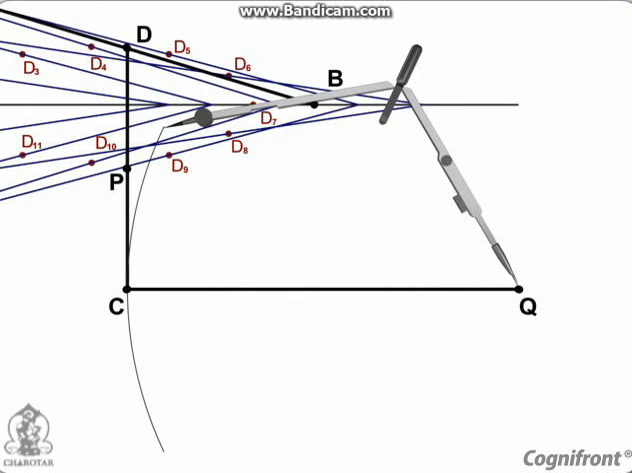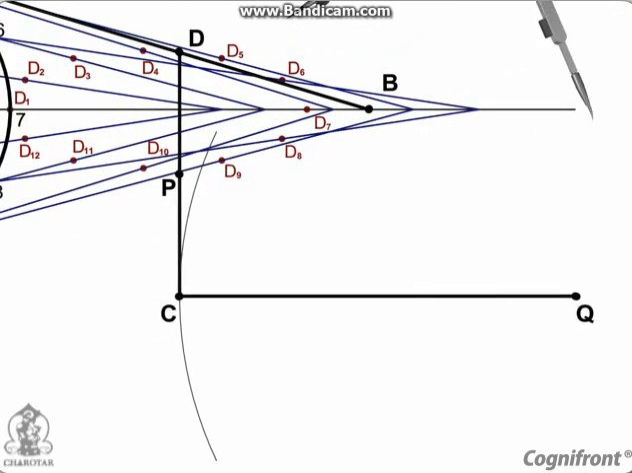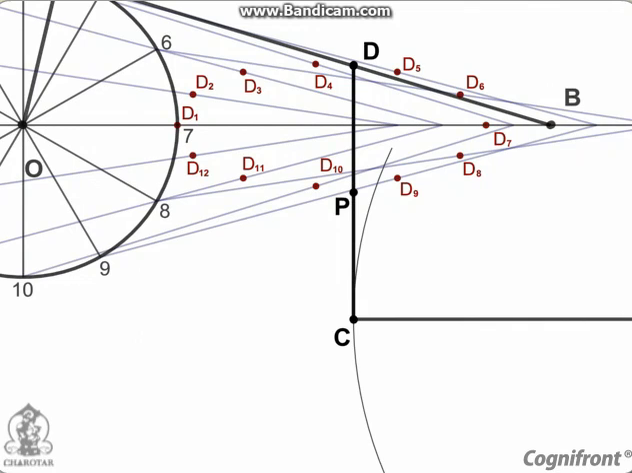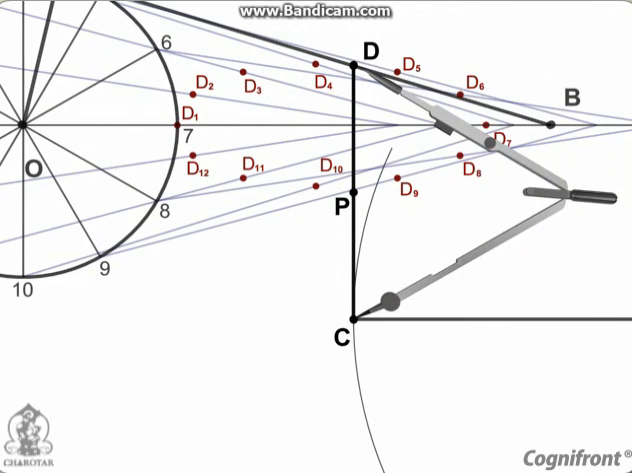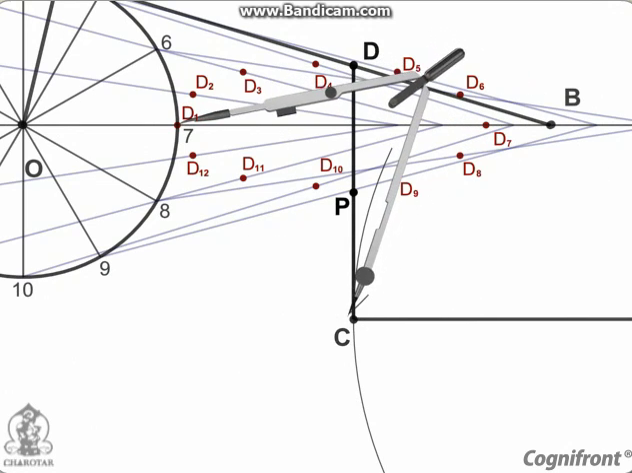Now, with centers D1, D2, etc. and radius CD equal, draw arcs cutting the above path of C at points C1, C2, etc.